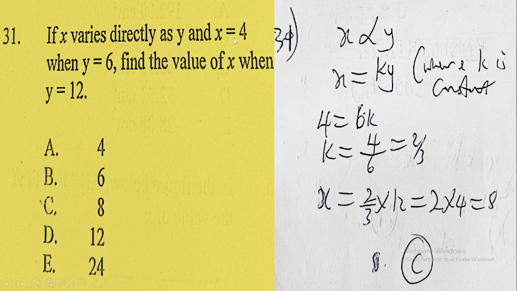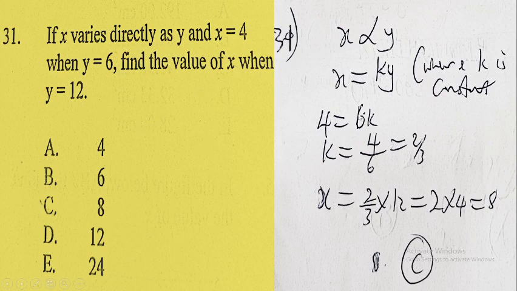We know the value of our x to be 4 and the value of our y to be 6. Put it there, we have 4 equals 6k. From there, we can know the value of our k to be 4 divided by 6, which is 2 over 3. Now that we know the value of our constant, we can find the value of our x when we know y to be 12.